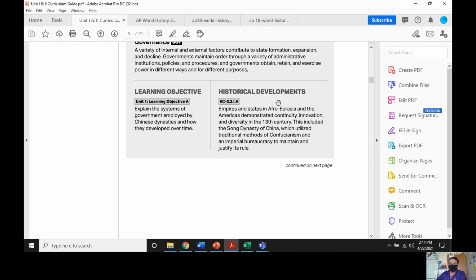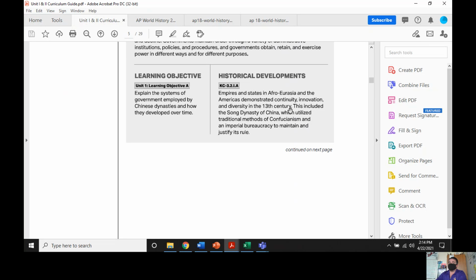Empires and states in Afro-Eurasia and the Americas demonstrated continuity, innovation, and diversity in the 13th century. This included the Song dynasty of China, which utilized traditional methods of Confucianism and an imperial bureaucracy to maintain and justify its rule. On the AP exam, maybe you come across a quote from the Song dynasty.